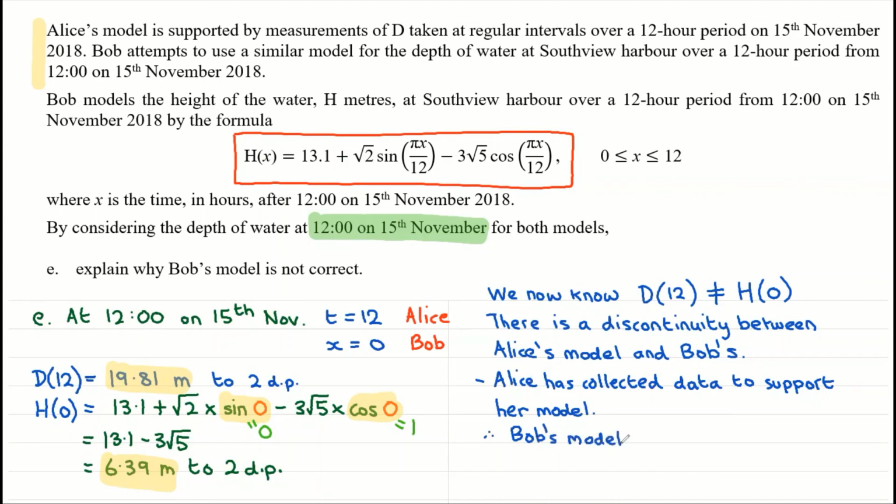So therefore, Bob's model is not correct. Now, if this is real life, of course, and you have discrepancies like this, this is where, as a mathematician, you would go back to the drawing board. You would have to collect data, and your model should fit real life as much as possible. And if it doesn't, then you have to go back and amend it.